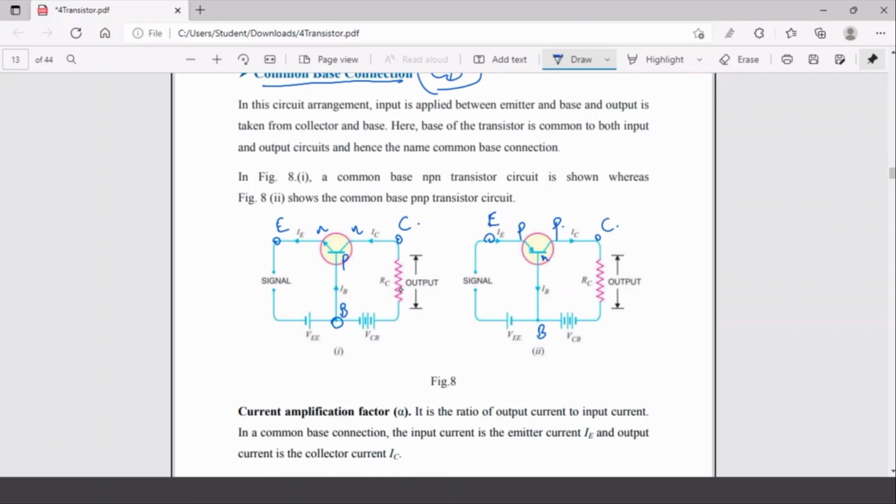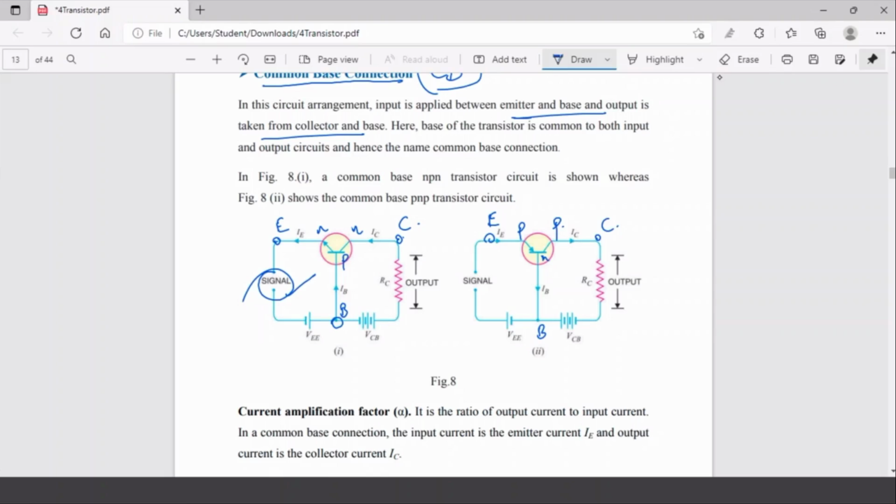Now, what is the working here? The input here is applied between emitter and base because base is the common. Between emitter and base, we are applying the signal. Output is taken across collector and base. Between collector and base, we are taking the output.